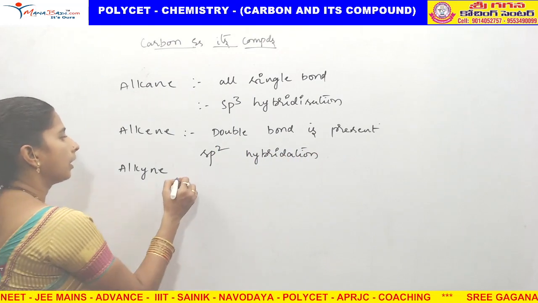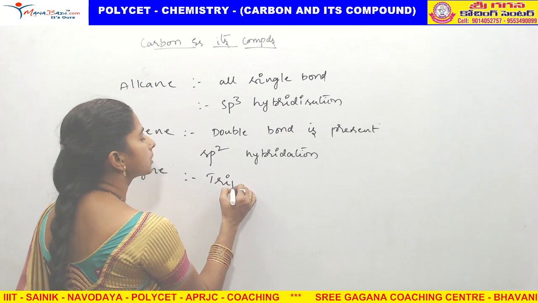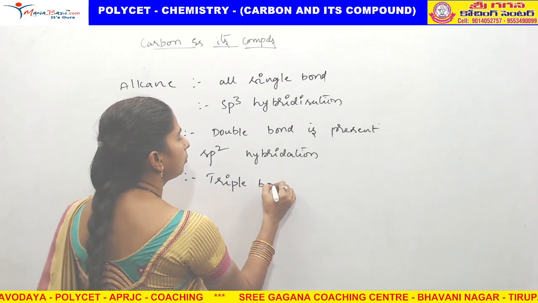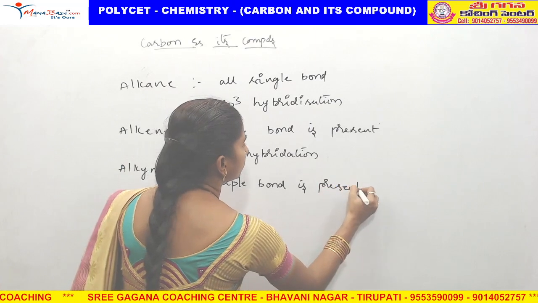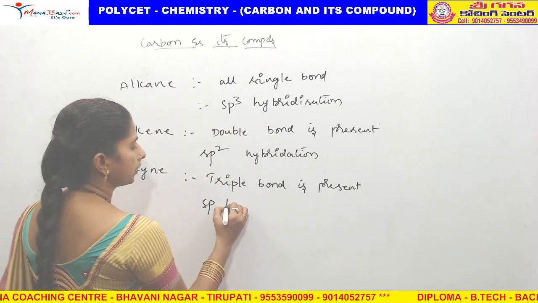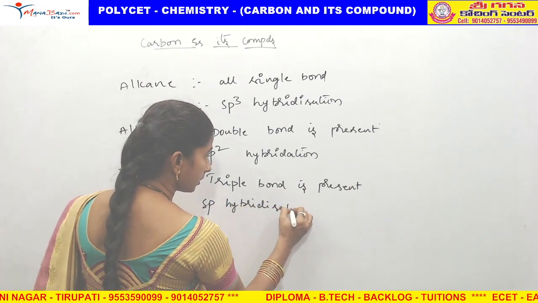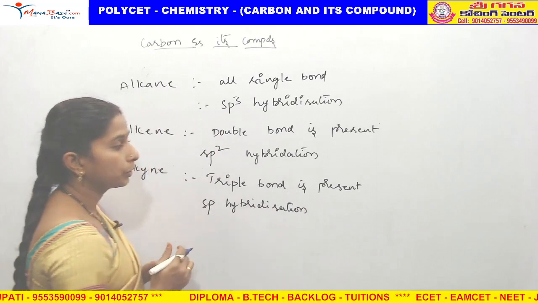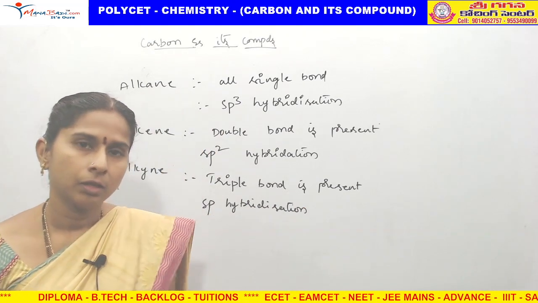Right. Coming to the alkyne. Alkyne means a triple bond is present. Triple bond present means sp hybridization. Now we are going to write how to write the organic formula.